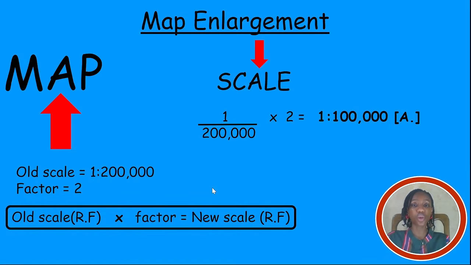give us 1 ratio 100,000. So now as you can see, when I was calculating it, because remember I told you that representative fraction, we can write it in fraction form or in ratio format, I put it in fraction form when I was calculating so as not to make mistakes. Looking at it like this, it will be easy for you to see that you can just cancel the 2 into 200,000 giving us 1 over 100,000, which is the same as 1 ratio 100,000, which is option A.